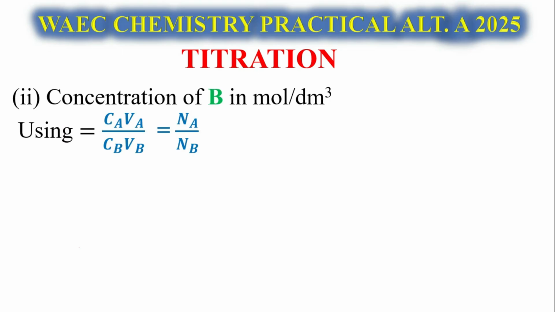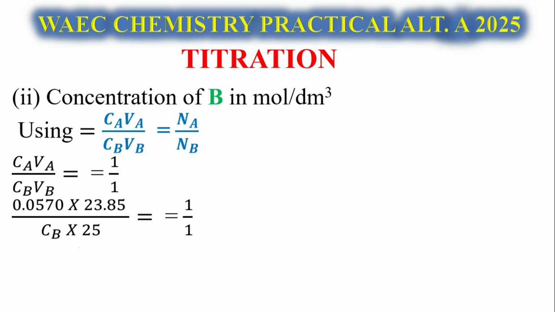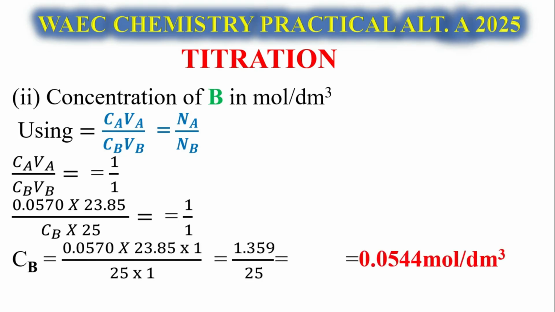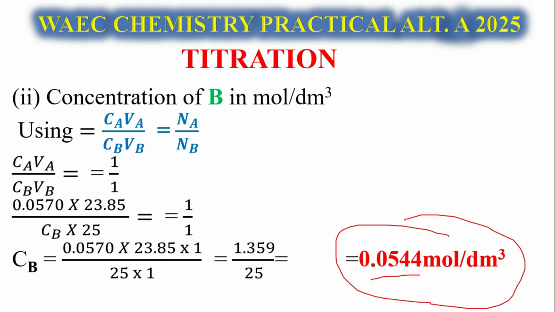Let's calculate the concentration of B in mole per dm³. Of course, you're going to be using CAVA. If you don't know how to use this formula, please learn it, because it's a formula that you cannot escape under titration. All right, let's look at the analysis. Of course, you're supposed to know your CA is 0.0570, your VB, which is our constant value we are using now, is 23.85. Then make your CB the subject of the formula. Then you are going to have 0.0544 mole per dm³ as our final answer. Did you get that before me?